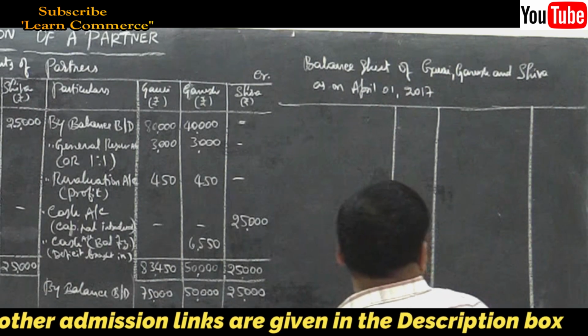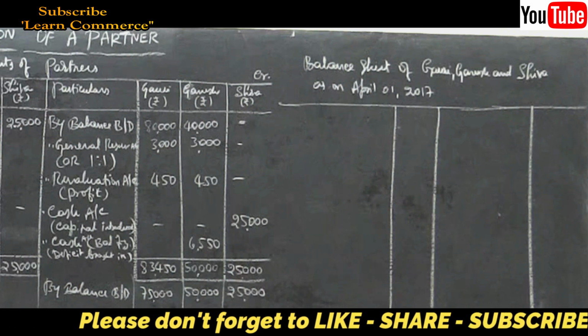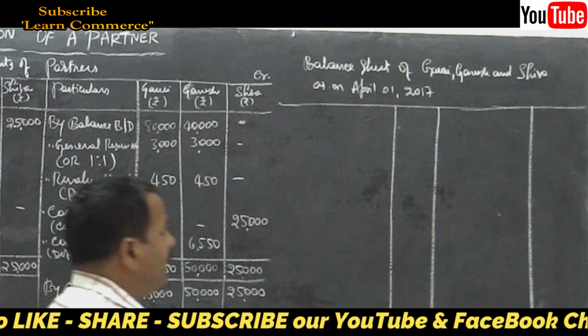Write the column headings. Liabilities, amount in rupees. Assets, amount in rupees.